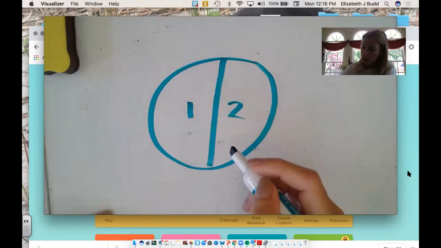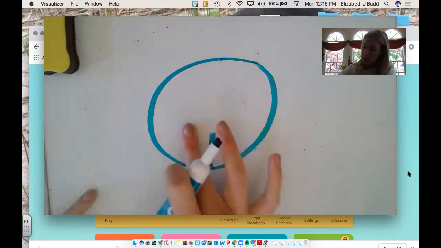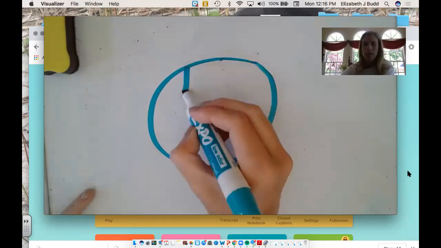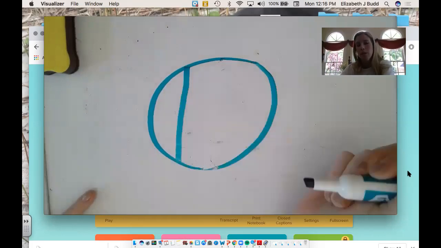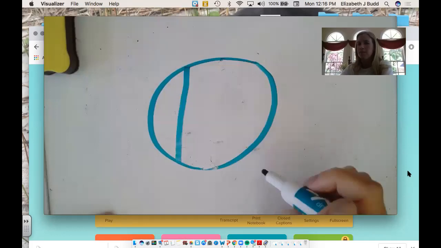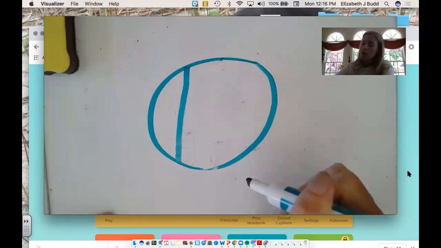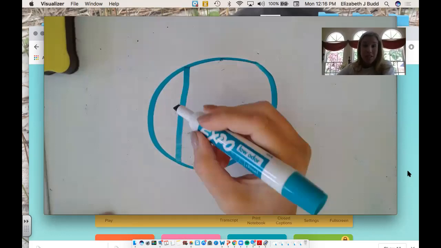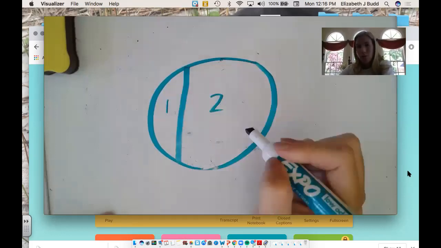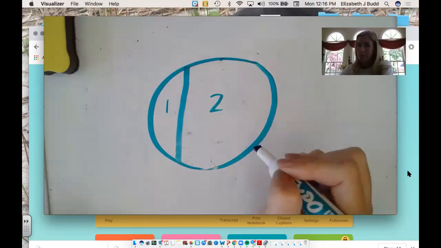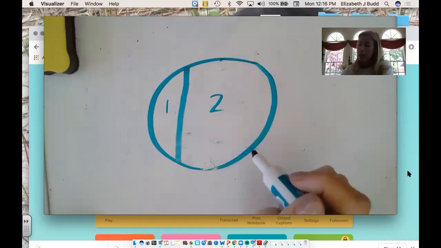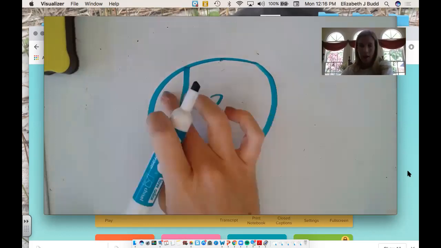Now, if I were to take this circle and split it like this, would my circle be split into halves? Yes or no? Why do you think that? Looking at my circle, I have 2 pieces, 1, 2. But are those pieces equal? No. Since the pieces are not equal, that makes a huge difference, and we no longer have halves.